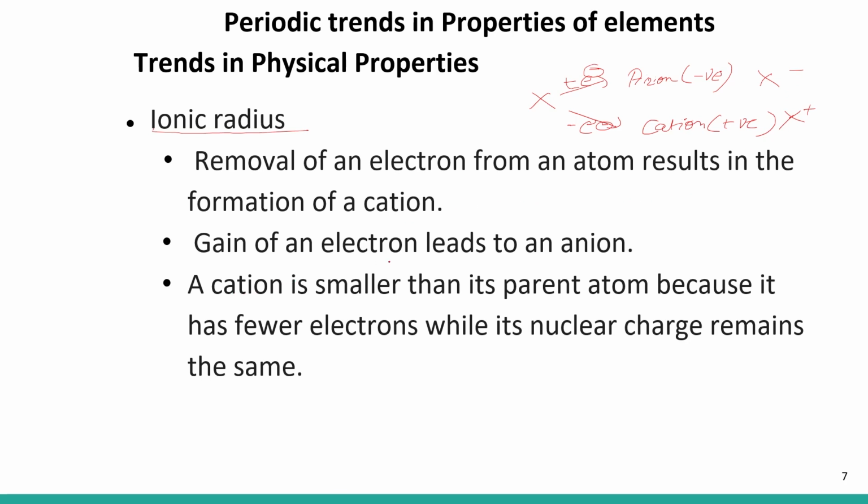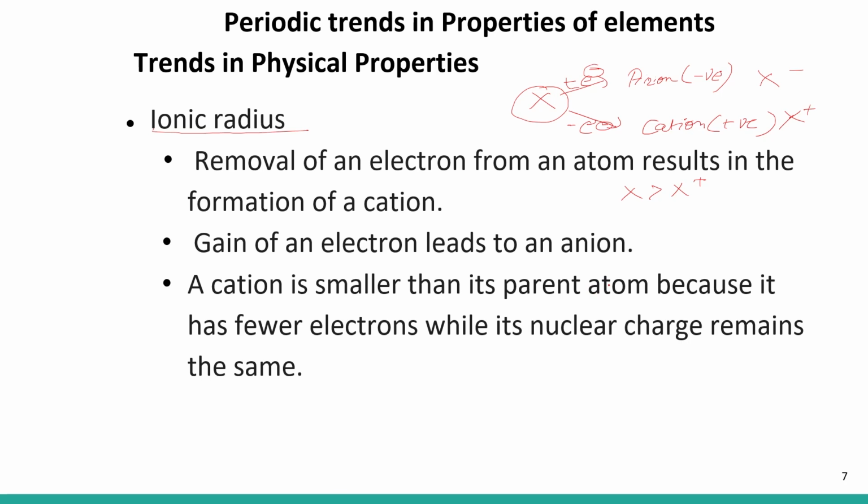So what happens if we remove the electron from it, or if we add the electron to it? In case of removal of electron, the size is decreased, meaning the cation size is smaller as compared to the parent atom. So this is our parent atom X. So the radius of X will be greater than the radius of X plus. Okay. So why is it so?